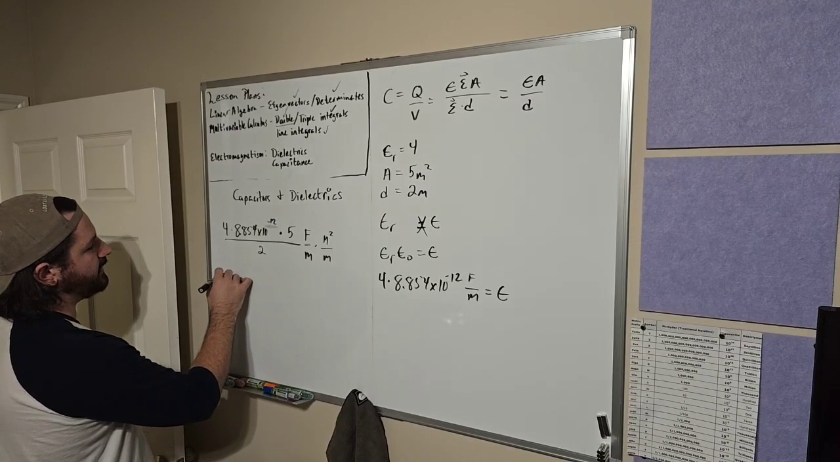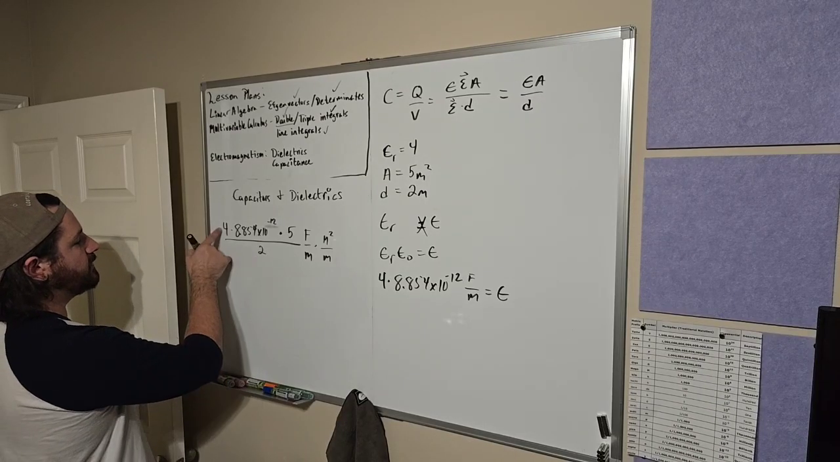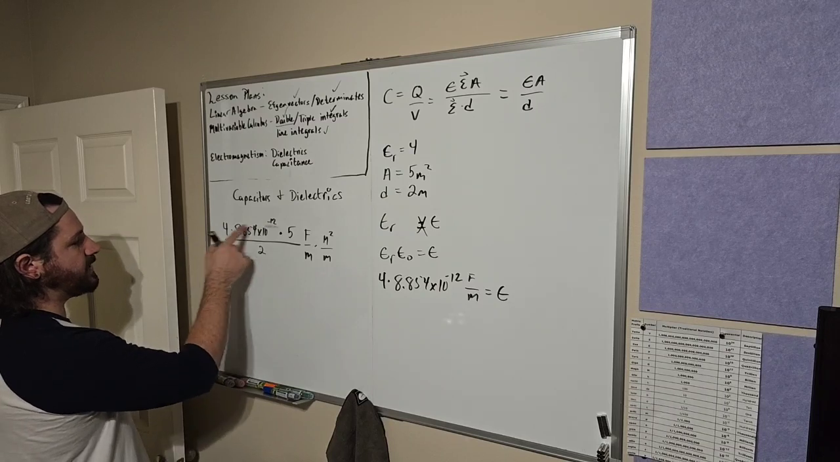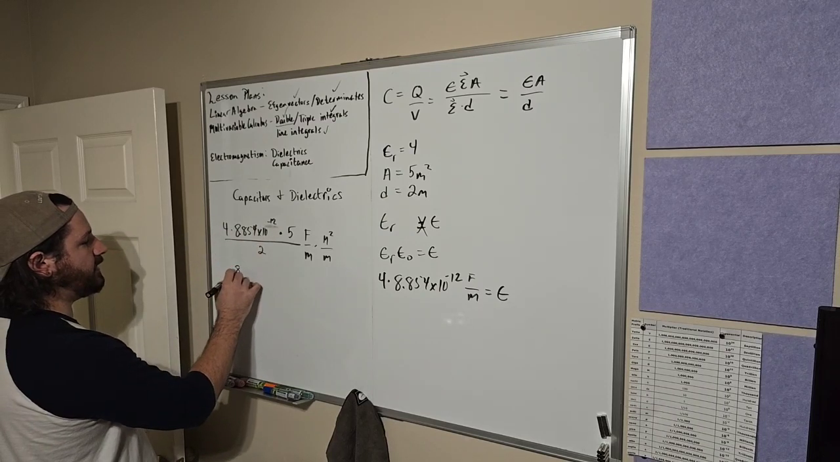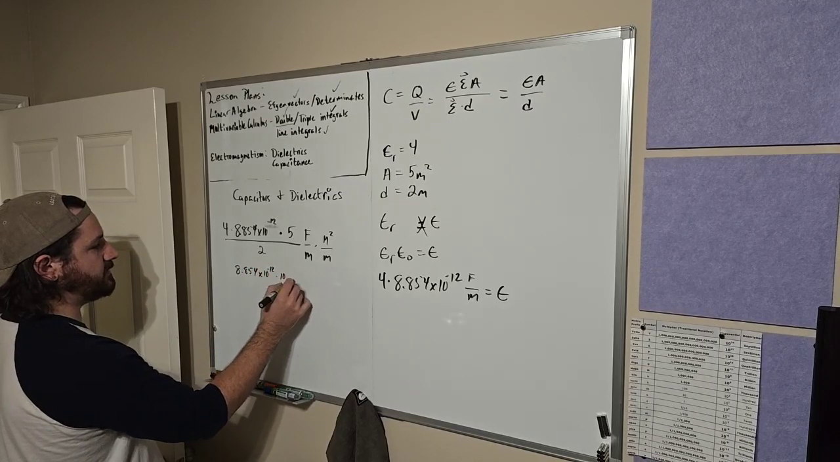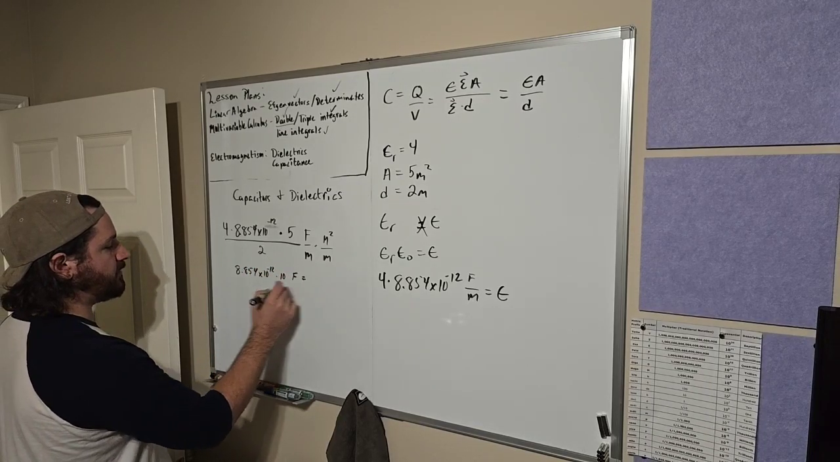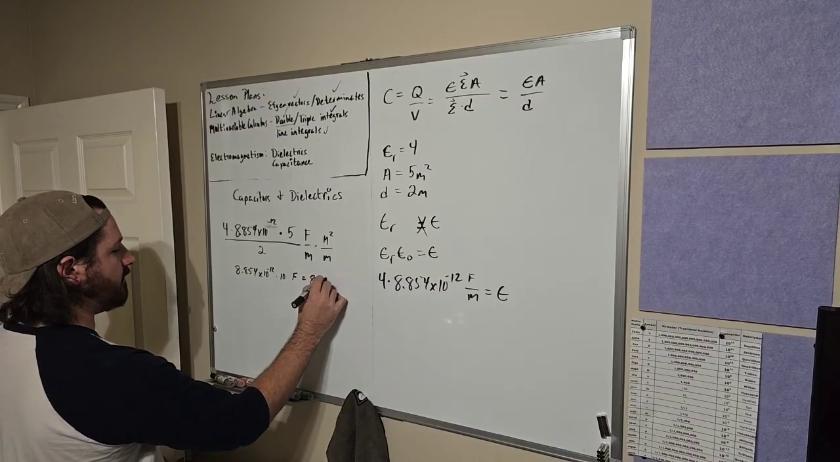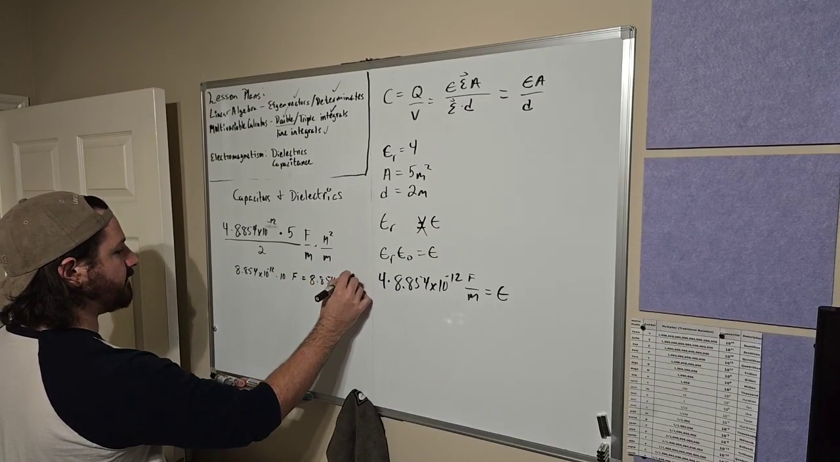So basically we're getting, oh wait, no it's not, okay, yeah. 4 divided by 2 is 2, times 5 is 10. So we get 8.854 times 10 to the negative 12th times 10 farads, which equals 8.854 times 10 to the negative 11th farads.